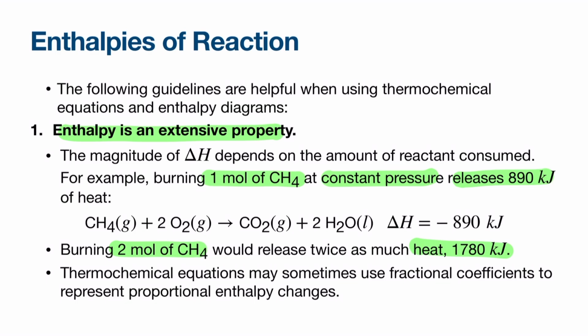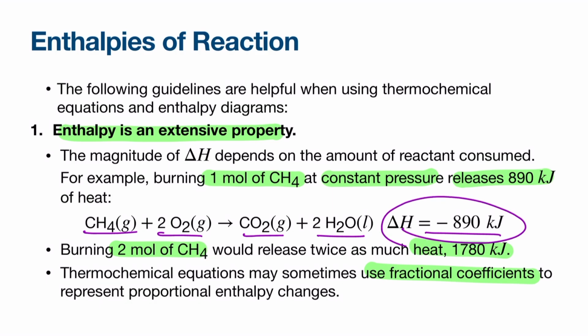Sometimes, you'll see thermochemical equations with fractions as coefficients. This just shows that the delta H value is proportional to a smaller or fractional amount of reactant. And going back to our example, burning 1 mole of methane with 2 moles of oxygen produces carbon dioxide and water and releases 890 kilojoules of heat. If we change the amounts proportionally, then the delta H would scale accordingly as well.